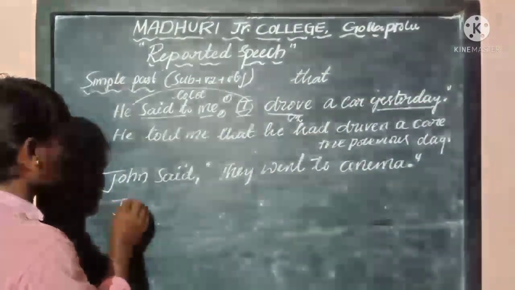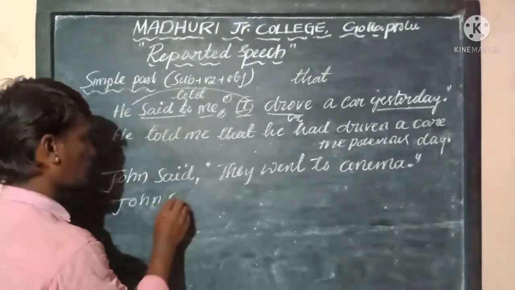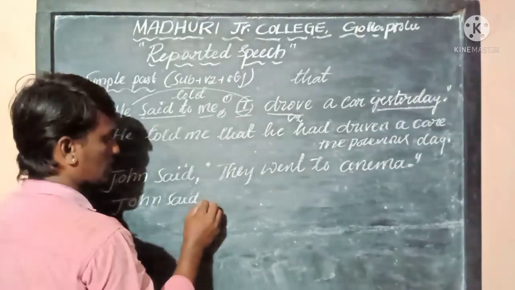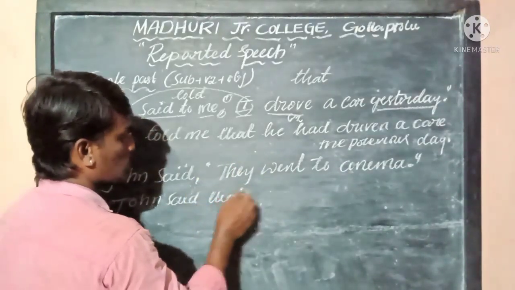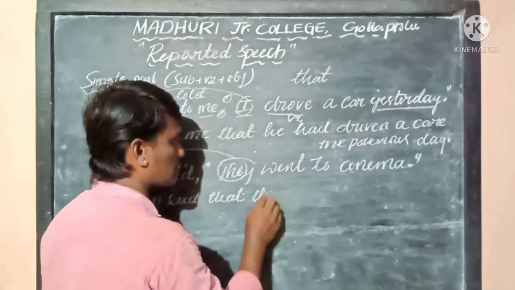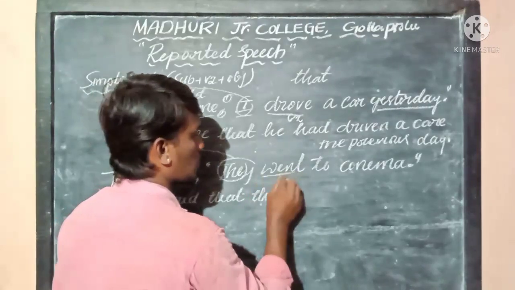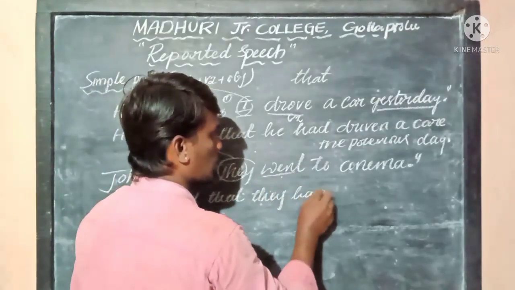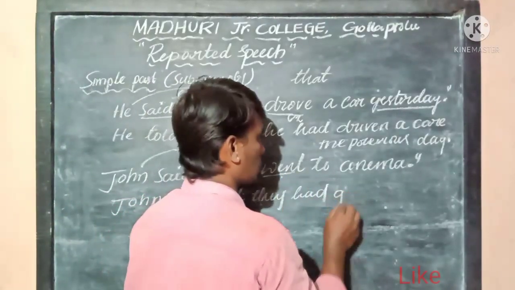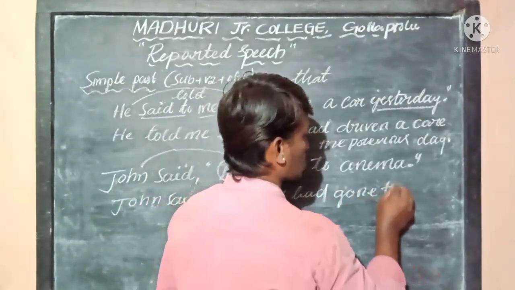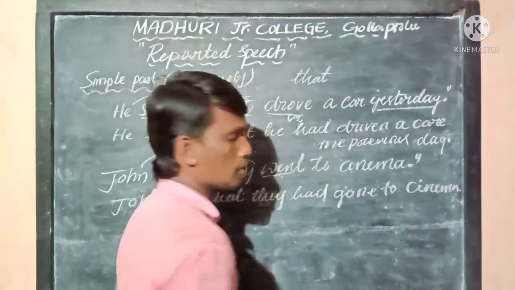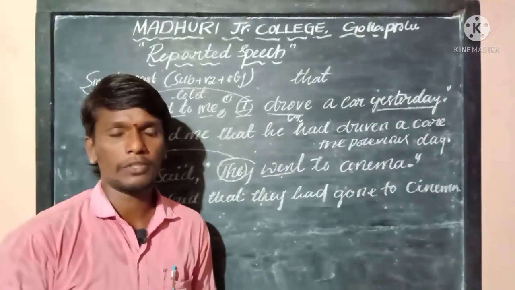I have written another example here. See, John said. This is also a declarative sentence, so take a conjunction. John said that. Here they doesn't refer to John, so write they as it is without changing. They, simple past tense, now changes into the past perfect tense. Subject plus had plus V3 plus object. Go, went, gone. So they had gone to the cinema. This is how we need to change simple past tense into the past perfect tense.